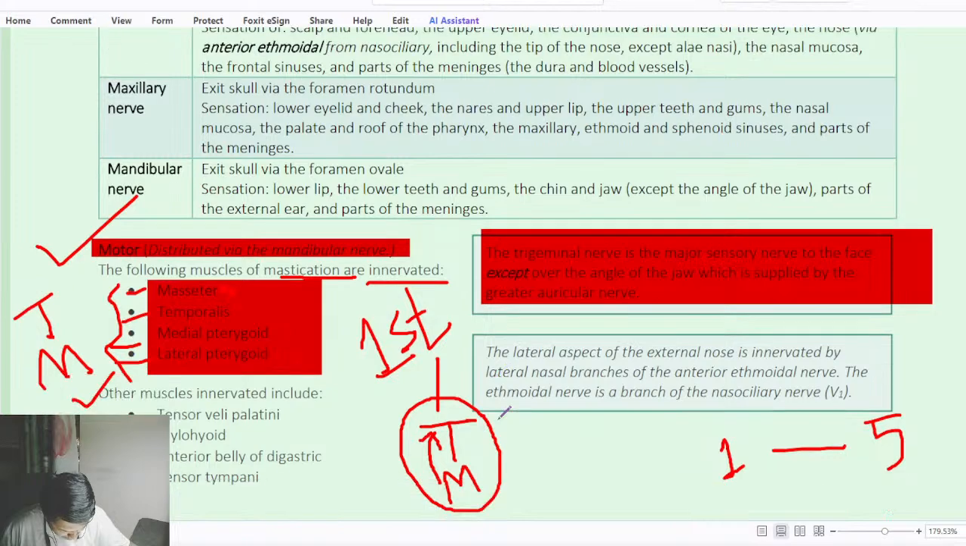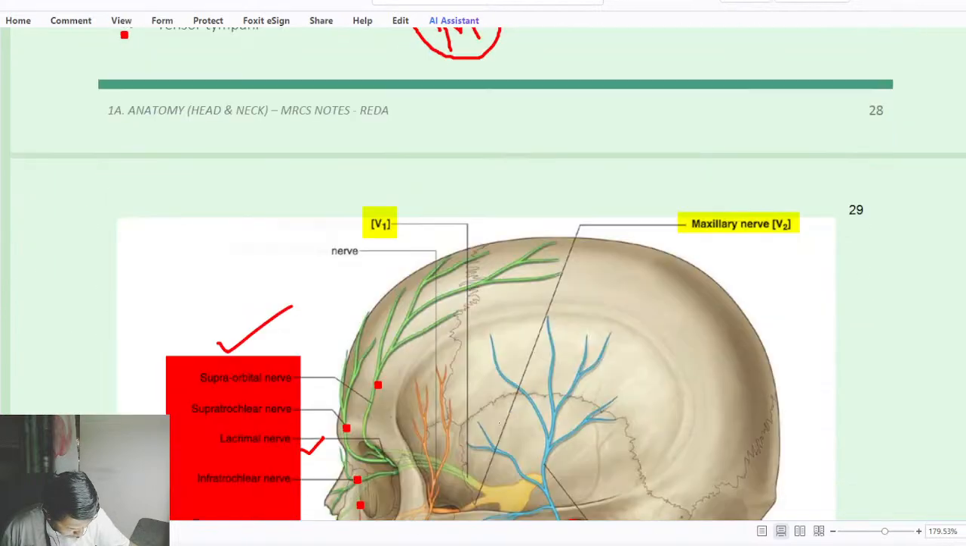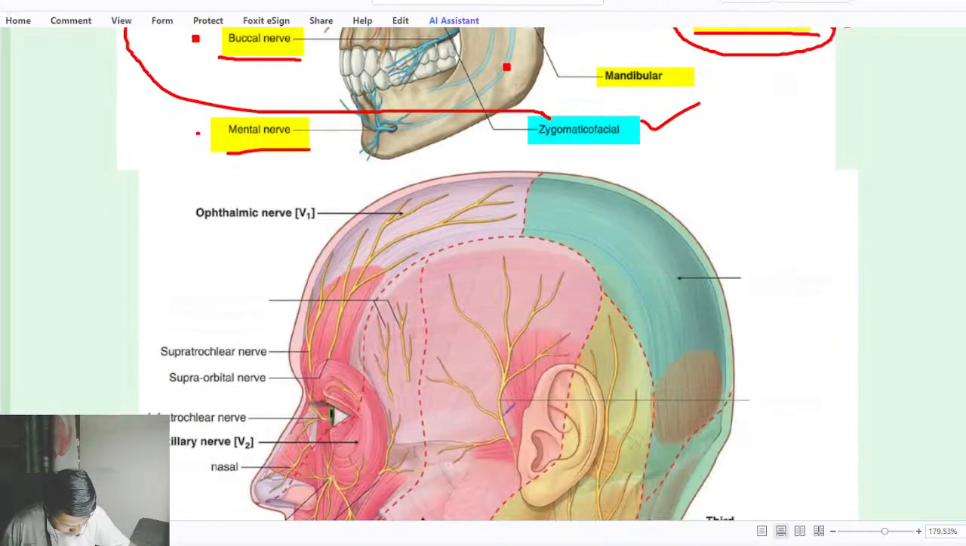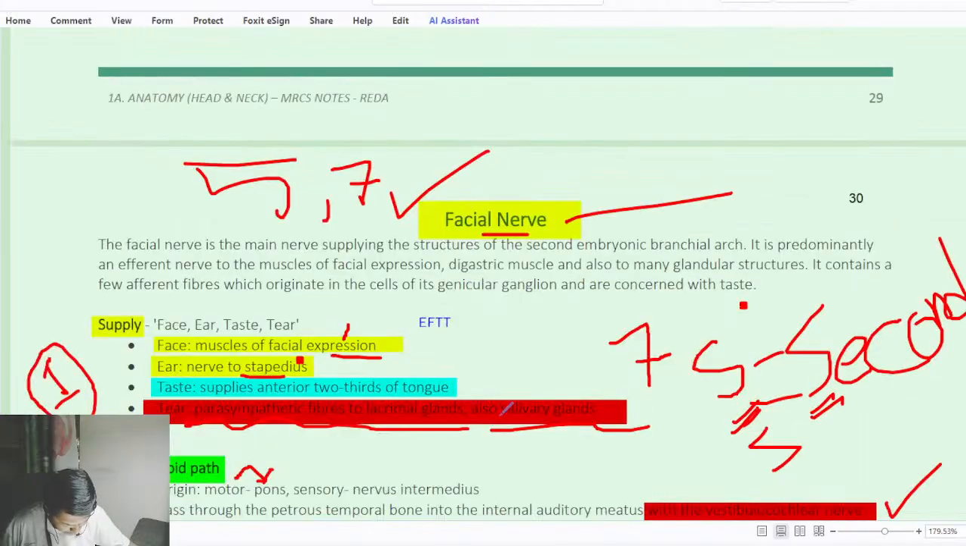Facial nerve, where they supply. Okay, Dr. Asif, I think there is a lot of background noise at your end. Yeah, sorry for that. If you can mute yourself during the lecture, please. Thank you.